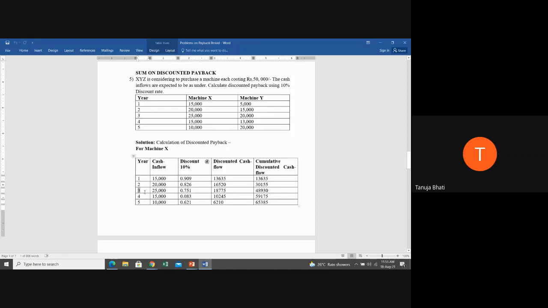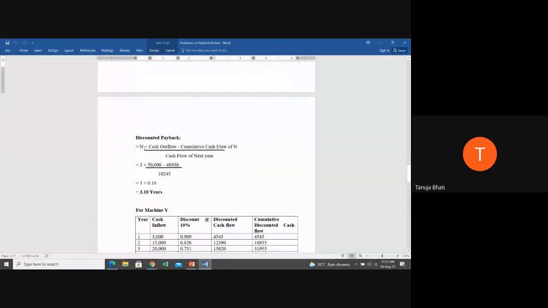So in our formula, we require N, which we got. We require the cash outflow figure, which is 50,000, already given. We got the cumulative cash flow for the year N. So cumulative discounted cash flow for the year N is 48,930. And we require the cash flow of the next year. So the cash flow of the next year is 10,245. So all these figures we have to just substitute in the formula and get the answer. So N plus cash outflow minus cumulative cash flow of N divided by cash flow of the next year.